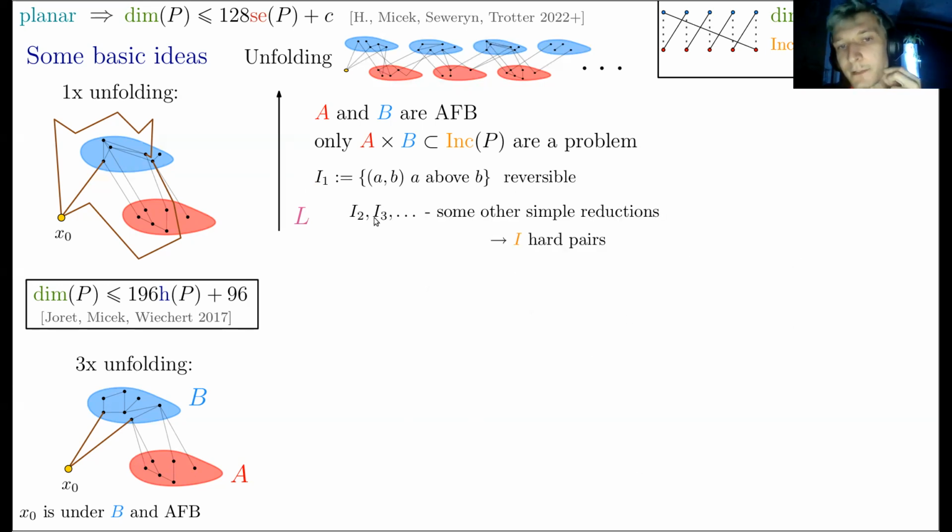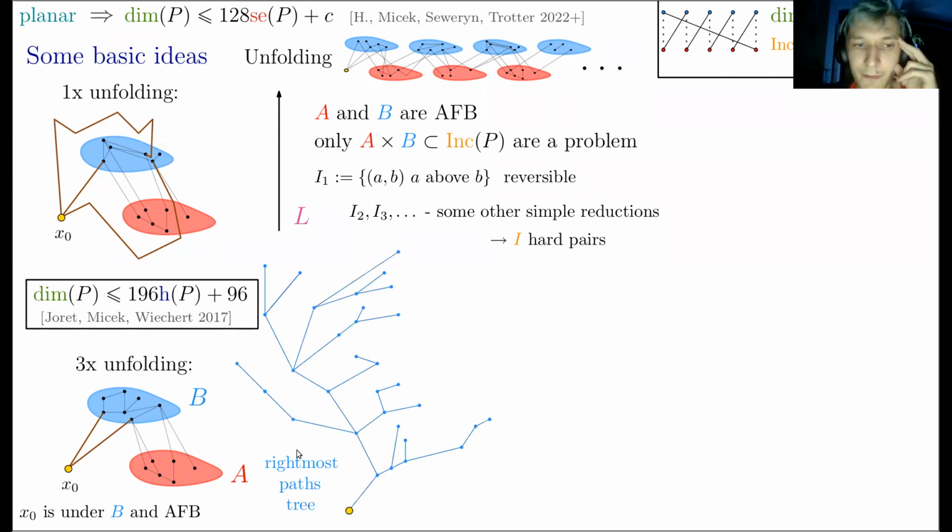Then we do some other simple reductions, which I don't want to talk about, and we obtain some set I, which is a set of hard pairs, actually hard, yes. So we know that the whole dimension problem is really hidden here because each of this finite, bounded number of subsets is reversible. Okay, and to cope with these hard pairs, we need to recall rightmost paths.